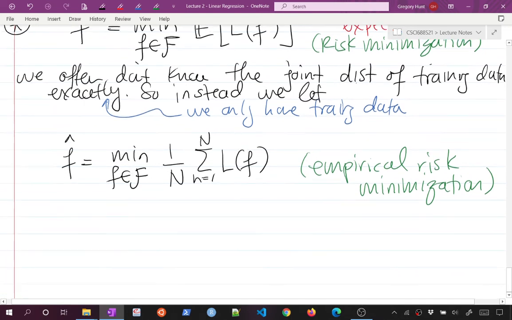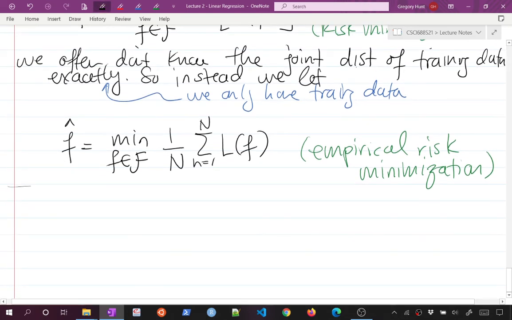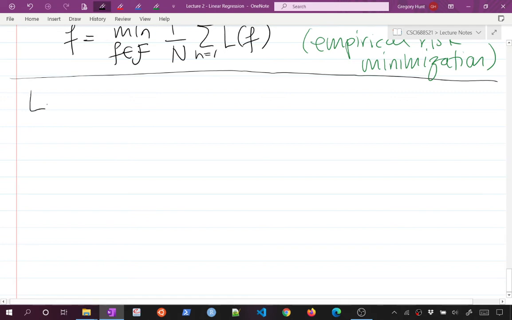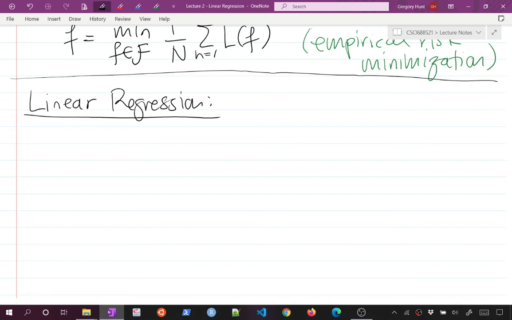So this is a little bit abstract at this point. Let's talk about a concrete example. Our first concrete example is going to be linear regression. This is solving a regression problem; you can think of these as regression-like supervised problems. So linear regression is the first thing we're going to talk about.